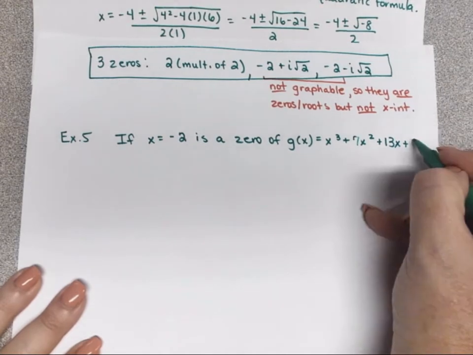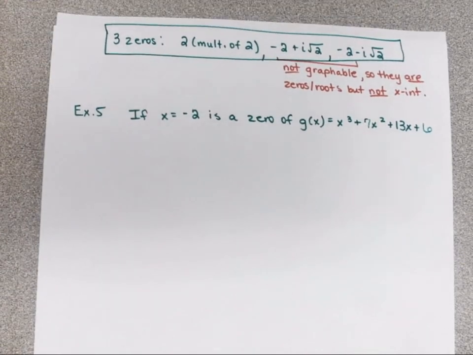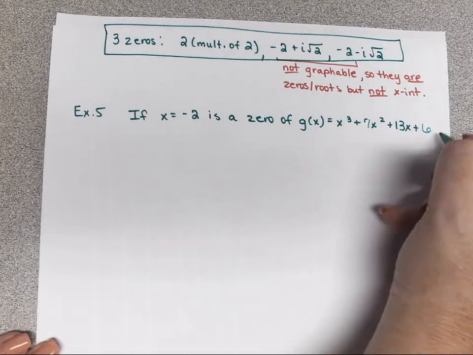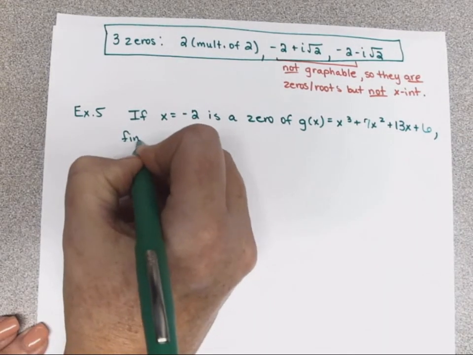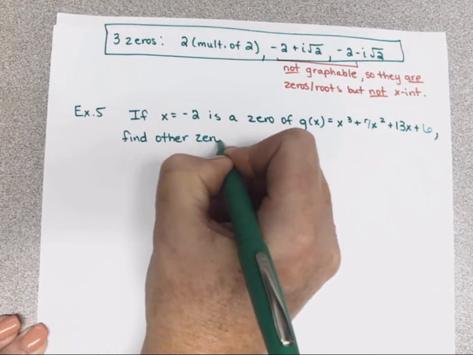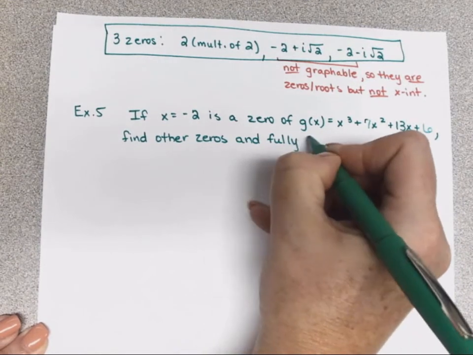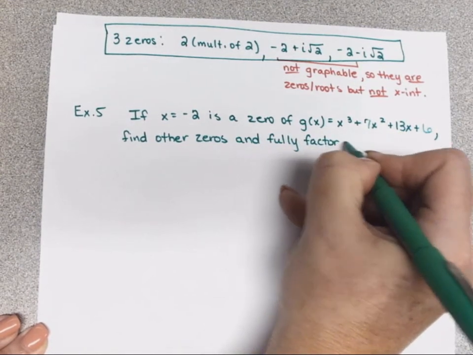Just kidding, let's make this a 6. I'm trying to make it nice. If I just make up numbers, it's not going to be nice. So if you already know that is an answer, I want you to find the other roots or the other zeros, and I want you to fully factor g of x.